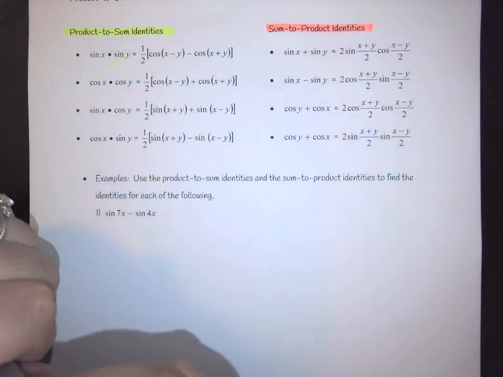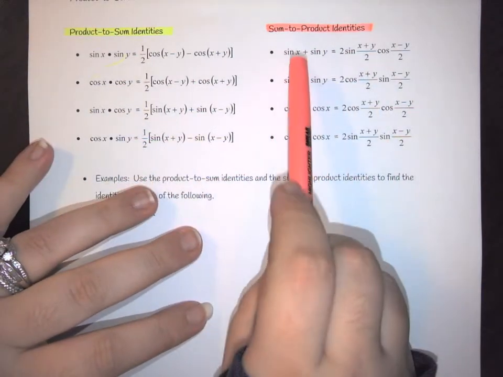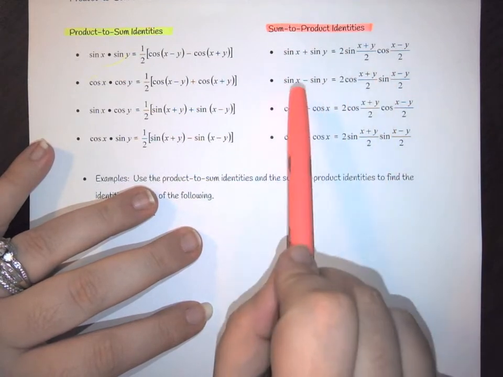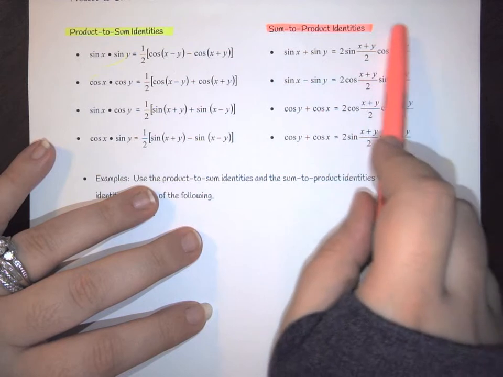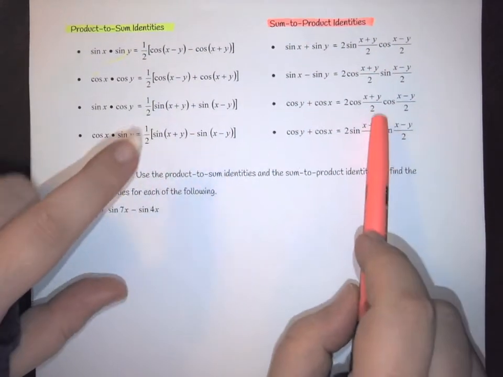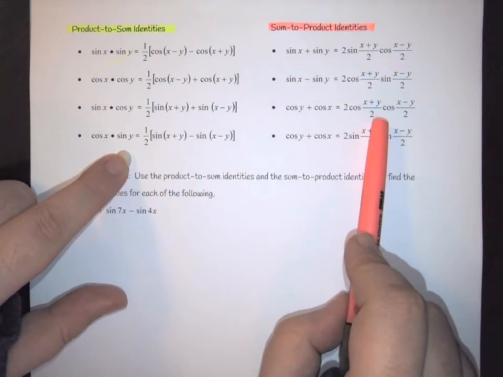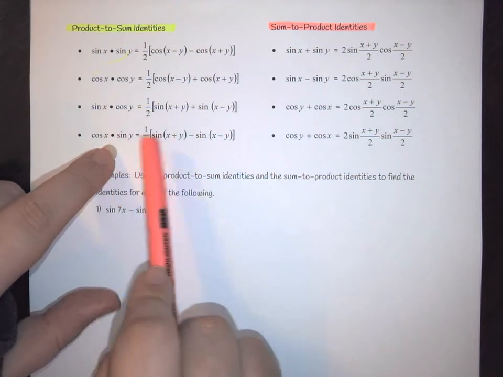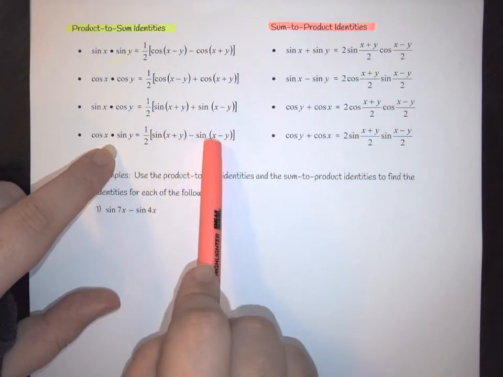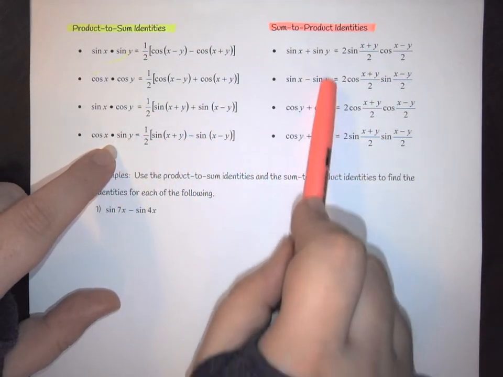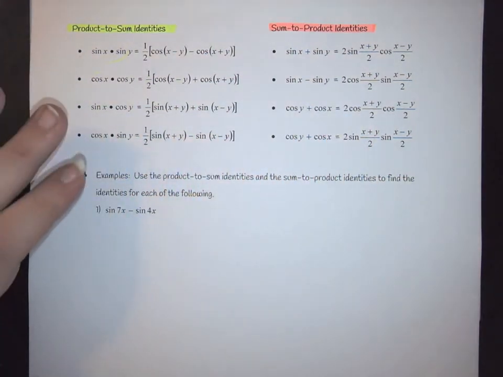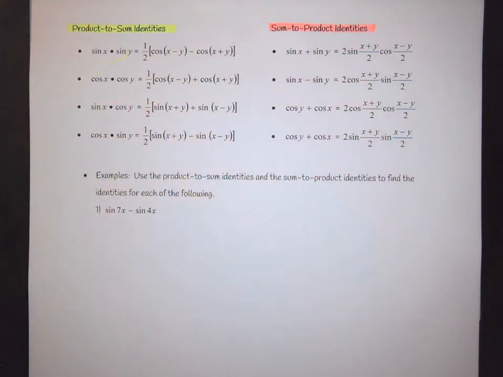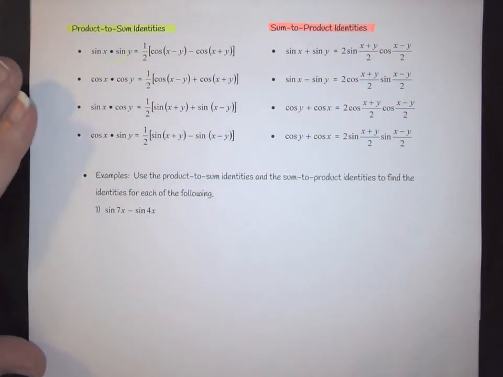Now, on this other table, we have sum to product. What this means is that on the left-hand side, we're starting with a sum or a difference, and we are going to end up with a product. If you look very carefully, starting with a product gives me a very different look to a sum versus my sum to product. So please don't get these confused. These tables do not interchange with each other. They are completely separate.